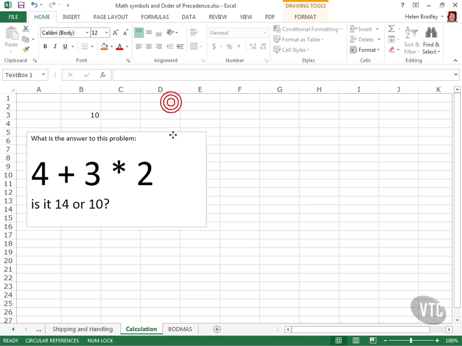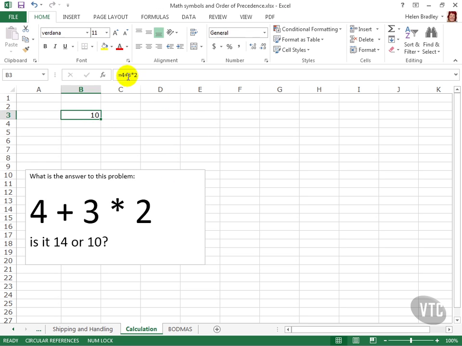I'm just going to move this text box out of the way, and here is this exact same formula typed into Excel, and you can see that Excel is giving us the answer 10. The reason that the answer is 10 and not 14 is that Excel is going to perform this multiplication before it performs the addition. So rather than saying 4 plus 3 is 7 times 2 is 14, Excel is actually saying 3 by 2 is 6 plus 4 is 10.